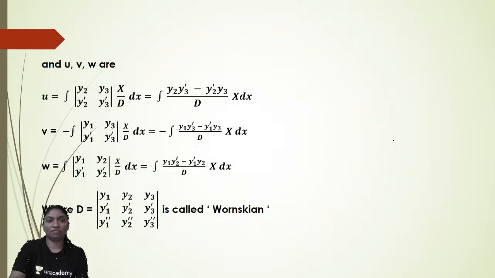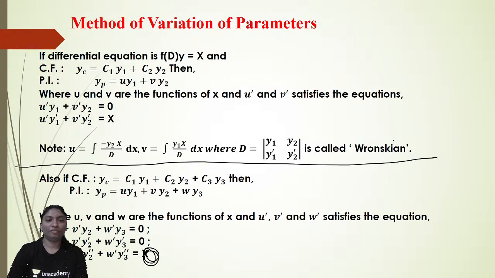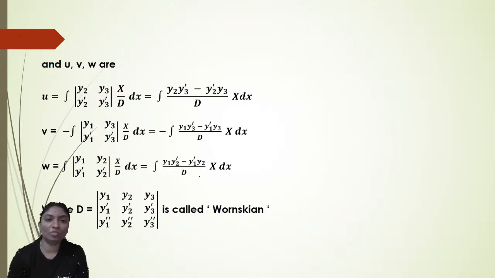See the general form: if yc is equal to c1 y1 plus c2 y2 plus c3 y3, then yp is equal to u y1 plus v y2 plus w y3. For that we require u, v and w. So how do we calculate u? u is equal to the integral of the determinant of y2 y3, y2 dash y3 dash, into x upon D, and v is equal to minus the integration of the determinant of y1 y3, y1 dash y3 dash, into x upon D, and w is equal to the integration of the determinant of y1 y2, y1 dash y2 dash, into x upon D.